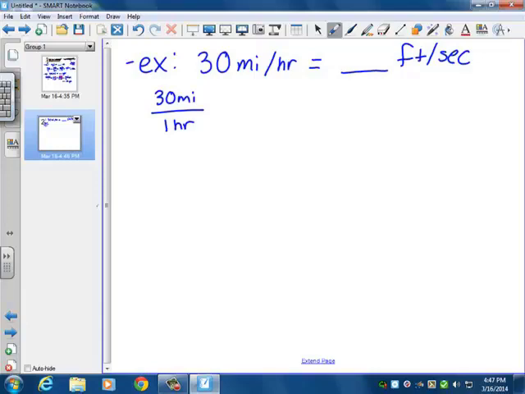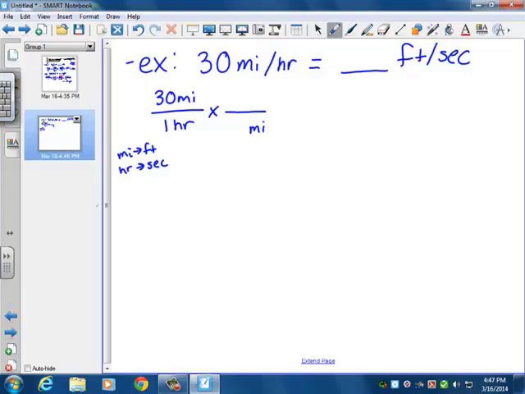So now I have 2 things going on here. I need to get miles into feet, and I need to get hours into seconds. 2 things. So, and it doesn't really matter which one you do first, because we're just going to do a bunch of different unity fractions until we get what we want. So let's just do miles first.